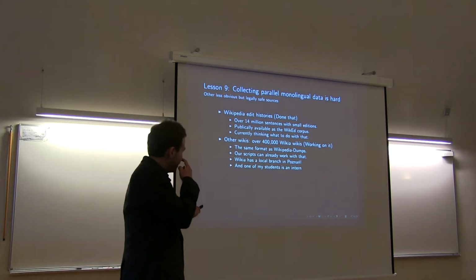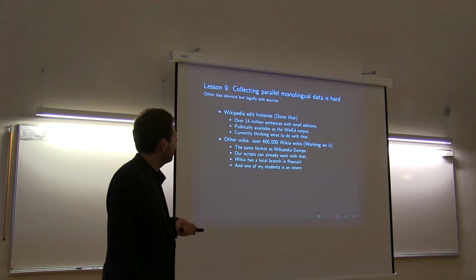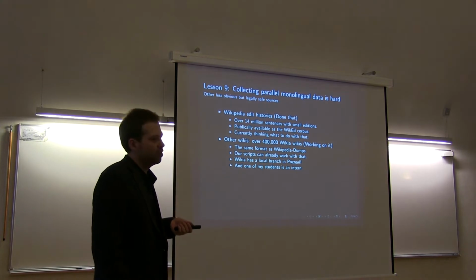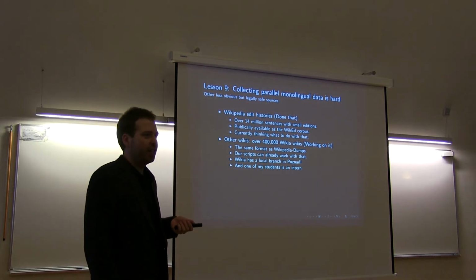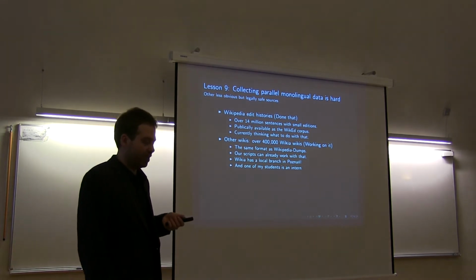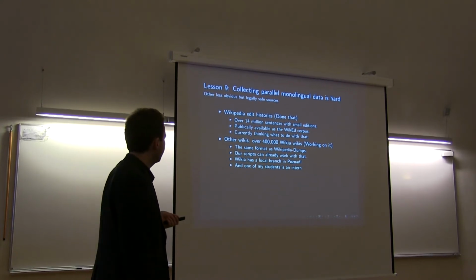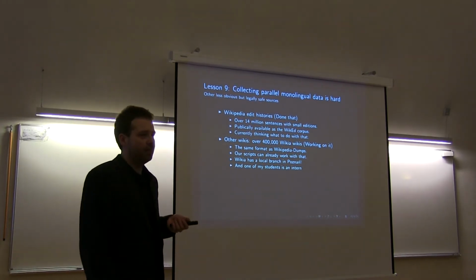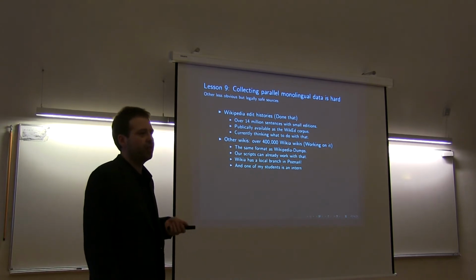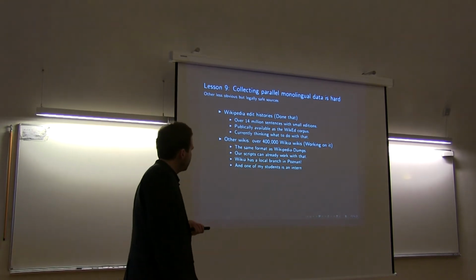There are other wikis. This will be really interesting. Wikimedia, the company behind Wikipedia, is also the owner of Wikia, and Wikia is a page of social wikis, so you can just create your own wiki on every topic that you find interesting. And it turns out that there's 400,000 of them in different languages. The majority of them is English.